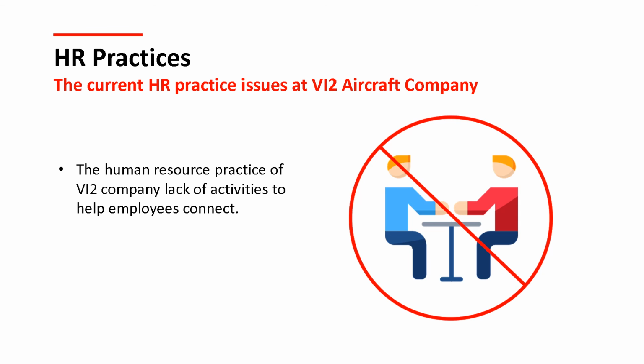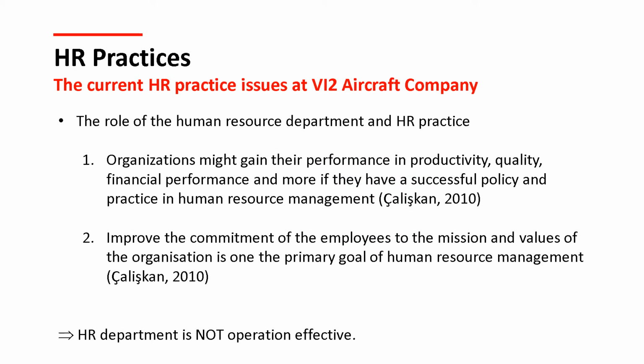So after exchanging information and observing the operation of VI2 company, we noticed that there are some problems with the human resource practice of the company because of their lack of activities to help employees connect, and this will affect the company performance. But first of all, to solve this problem, we need to understand clearly some points here. Let's have a look at the role of the human resource department and HR practice.